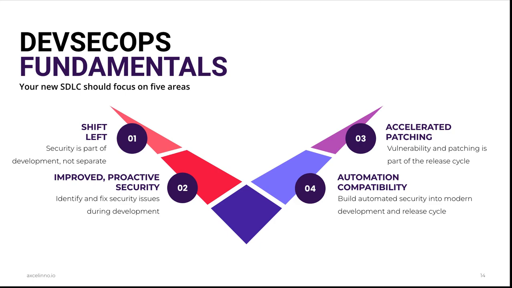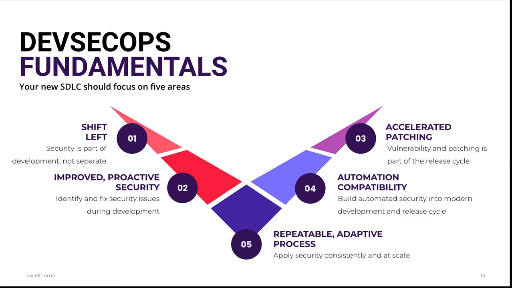By doing so, it's no longer separate. It's part of the overall process. And we really want to make sure that you have a repeatable, adaptive process. So in other words, you're going to apply security consistently and at scale. And that's the most important part. When it's done consistently and you've got automation, now it can be done at scale. And that's critically important.